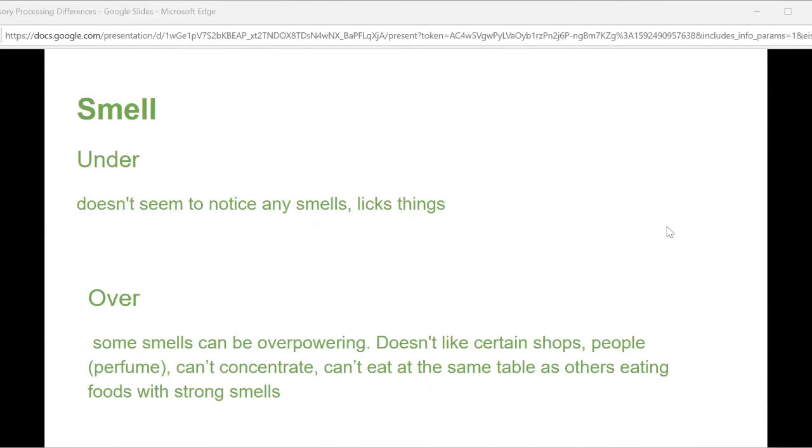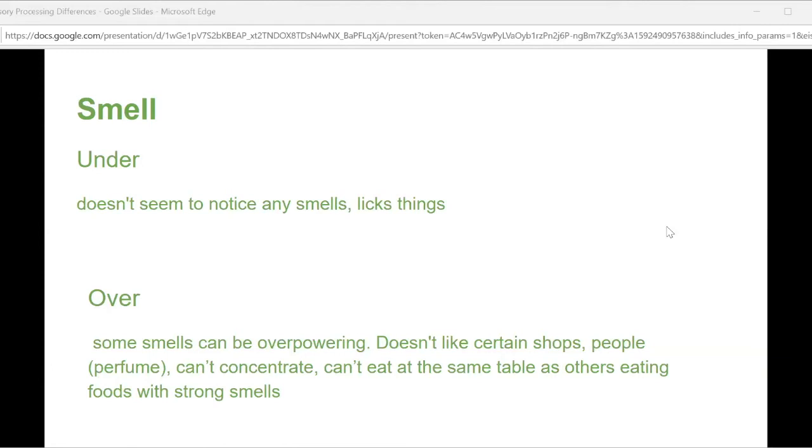Or if they're oversensitive to smell, you might see that they react to some smells and they're really overpowering towards them. So if they're going in particular shops that have smells, like with bakeries or fishmongers or something like that, or people that wear particular perfumes, or if they smoke, or even the washing powder on their clothes can cause them not to be able to concentrate.